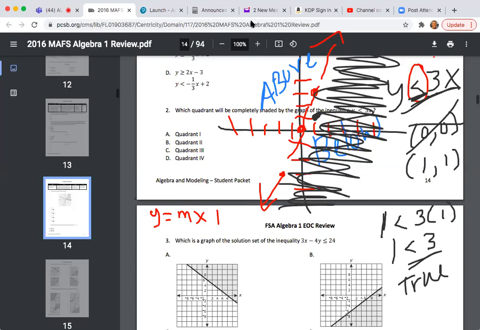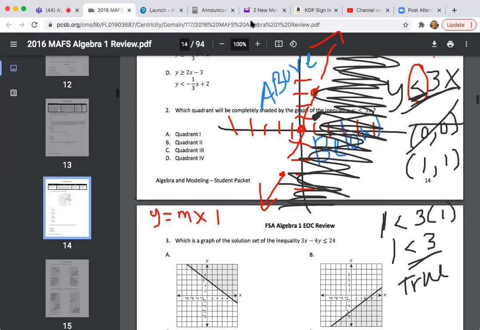Now, what if it made the inequality false? If it made this one false, then that would mean the opposite side would be true. You see what I'm saying? If it made this side false, the opposite side, guys, would be true, okay? So, Mimi, does that make sense? Does that sit with you better than the first way I showed you, where you pick a point, plug it into the inequality and see if it makes the inequality true? If it makes the inequality true, shade the side containing the point. If it makes the inequality false, shade the opposite side. Does that make more sense to you?